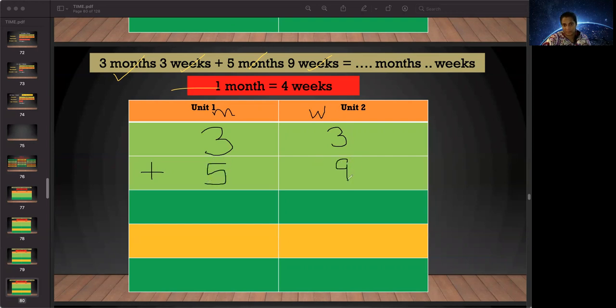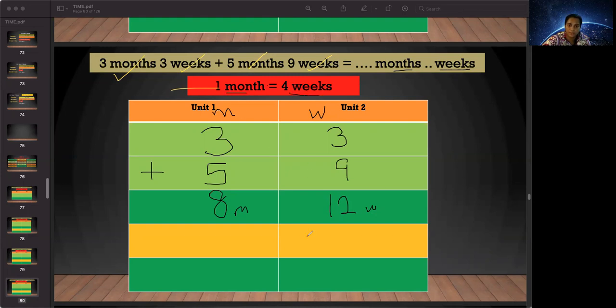Okay, so remember this is weeks. So what is the answer? 9 plus 3, here we'll have 12 weeks. And over here, we already have 8 months. Now remember, between the conversion of months and weeks, they're asking you how many months and how many weeks. So let's try and see.